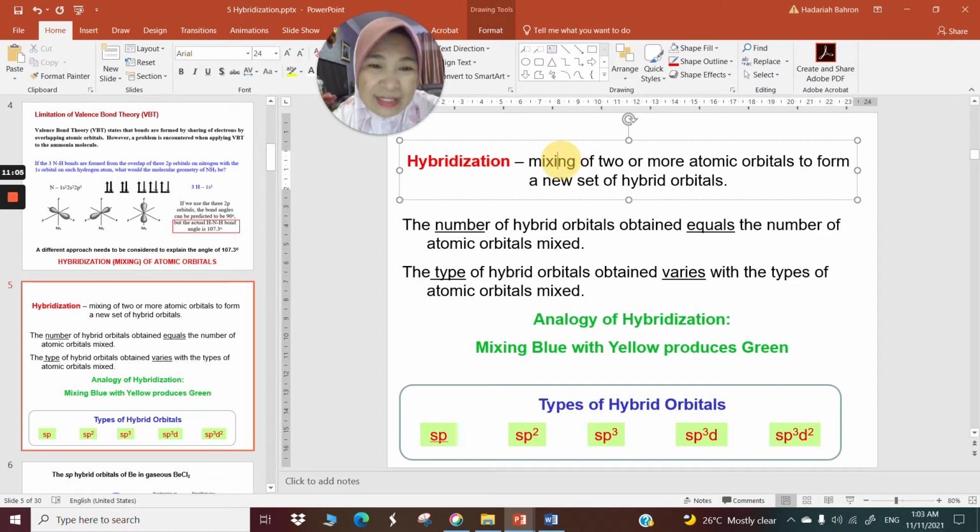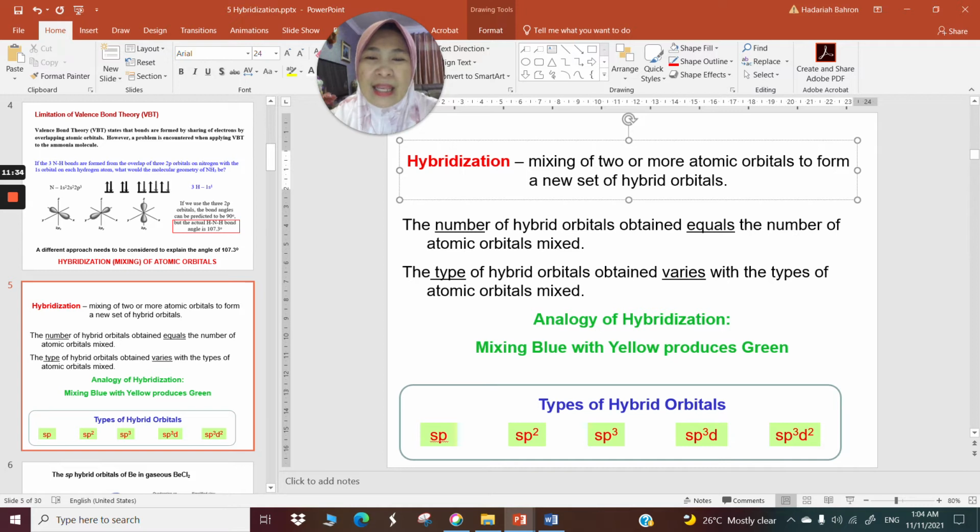Hybridization is the mixing of two or more atomic orbitals to form a new set of hybrid orbitals. So you have the atomic orbitals, which are the s orbital, the p orbitals, and the d orbitals. So these are atomic orbitals. When they mix with each other, they are going to form a new set of orbitals, and that set of orbitals, we call them hybrid orbitals.